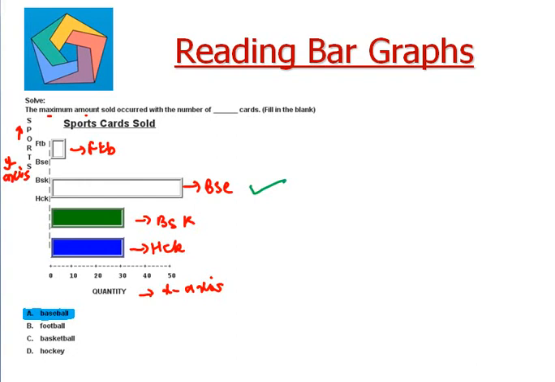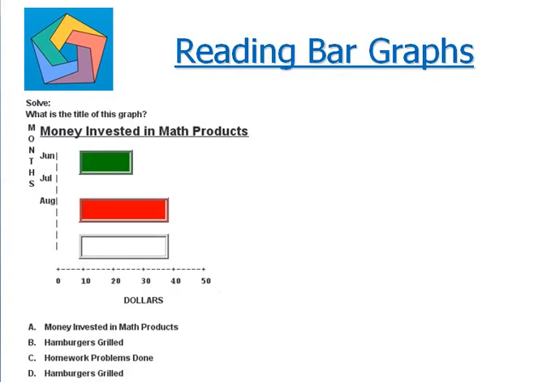Next problem. Solve. What is the title of this graph? Now this is the title of the graph always, and the title should correspond with the graph. Months is represented on y-axis, dollars is represented on x-axis, and our title is money invested in math products. So it corresponds with money invested, right? So we have our answer as A part, money invested in math products.